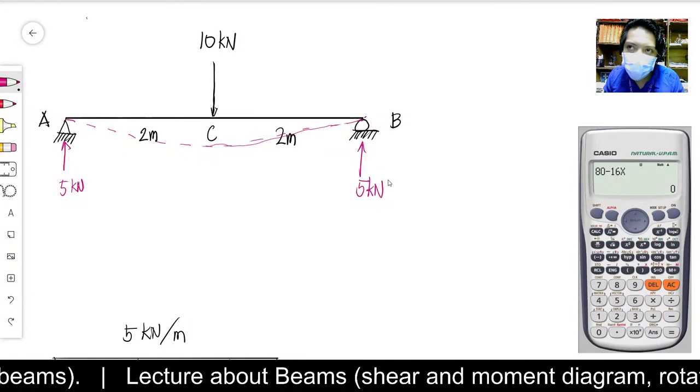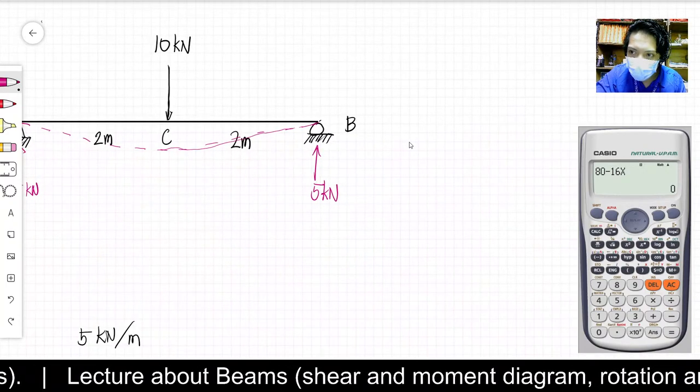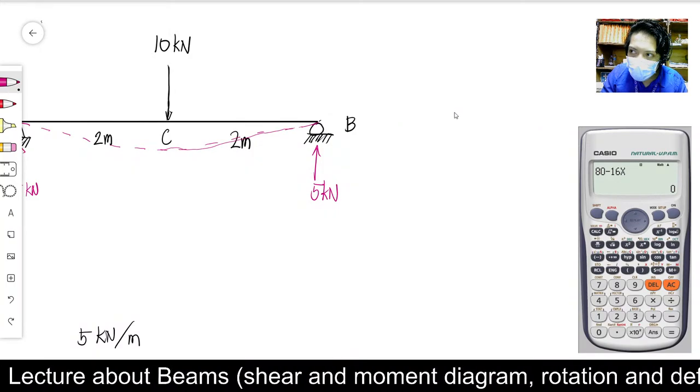The next step is to find the equation of the moment, because double integration starts from it.